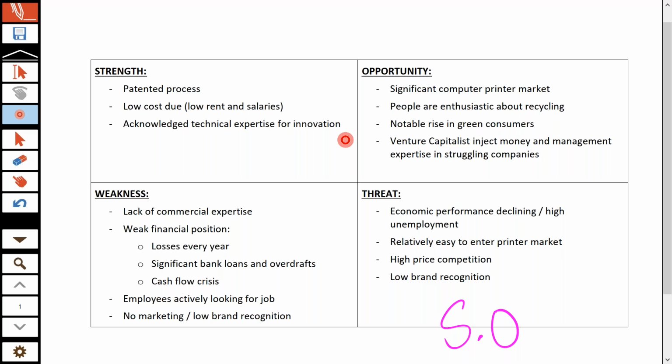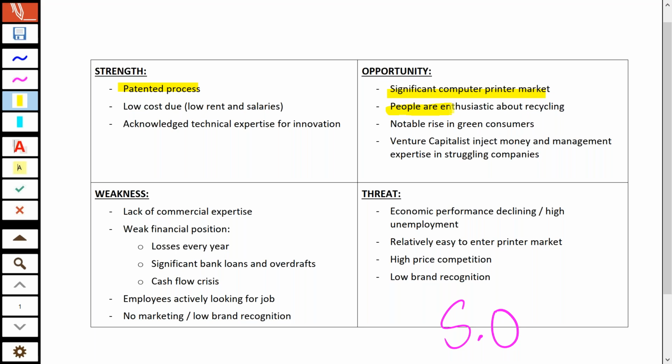I mean, I can come up with 2-3 ideas actually. So can I use my patented processes? Is there any opportunity? Yeah, I can say that there is a significant computer market, there are people enthusiastic about recycling. On the other hand, we've got patented processes. Let's link the two. Let's try and grab this opportunity by using patented processes before the patent expires.